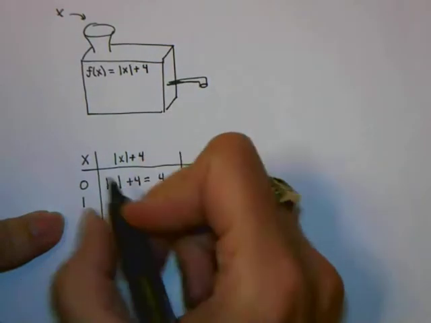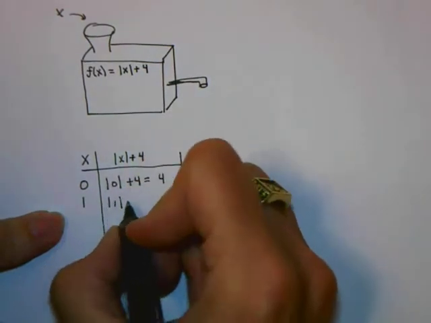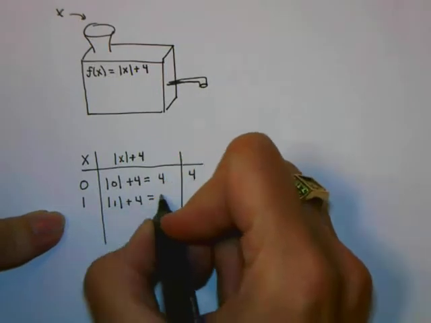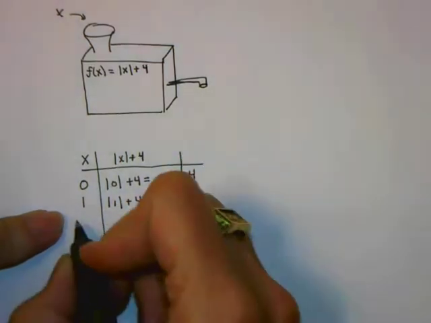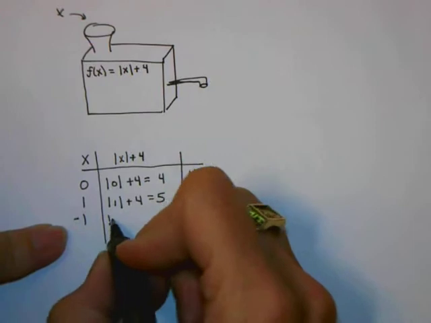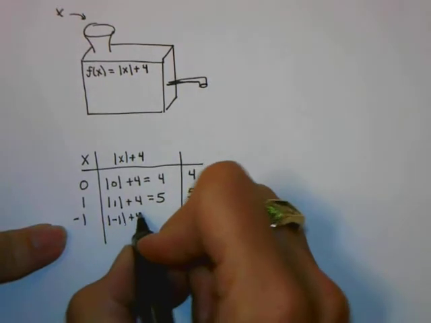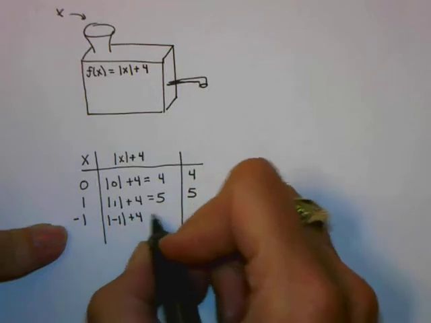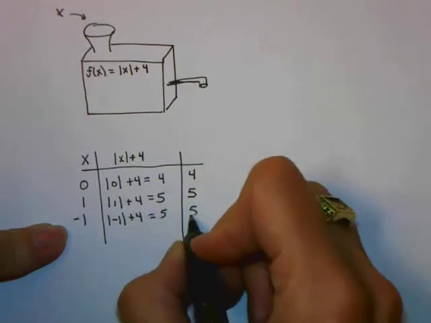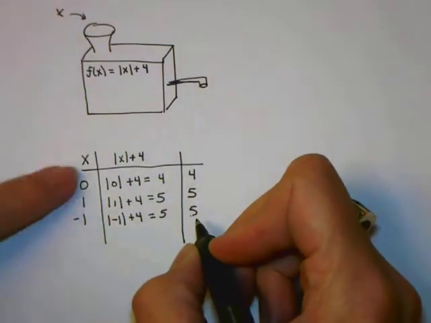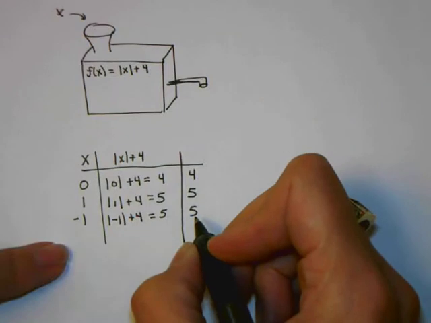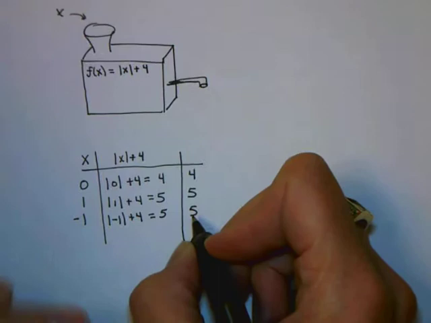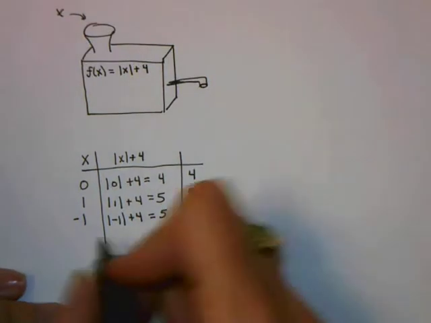Now let's try a positive number. When x is 1, the absolute value of 1 plus 4, the absolute value of 1 is just 1, so 1 plus 4 is 5. Now let's try a negative number. The absolute value of negative 1 plus 4, the absolute value of negative 1 is 1, so 1 plus 4 also equals 5. So what I've noticed here is that right away I found that point where our function is going to turn, where the bottom point of that V is going to be. So let me try a couple more points to get a sense of the general shape of the graph.